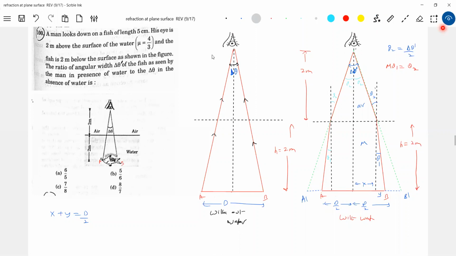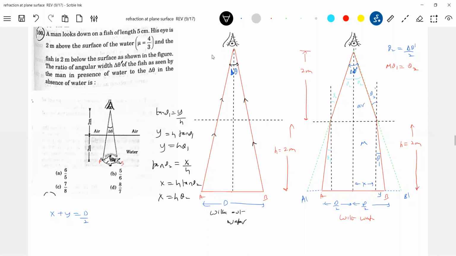So first looking at this triangle, tan theta 1 equals y by h. So y is equal to h tan theta 1, and theta is very small, so y is h theta 1. Similarly, tan theta 2 is x by h, so x is h theta 2. So x is h theta 2, y is h theta 1, and this is d by 2. So theta 2 plus theta 1, and theta 2 further you can write as mu theta 1. Substituting that, h into mu theta 1 plus theta 1 equals d by 2.